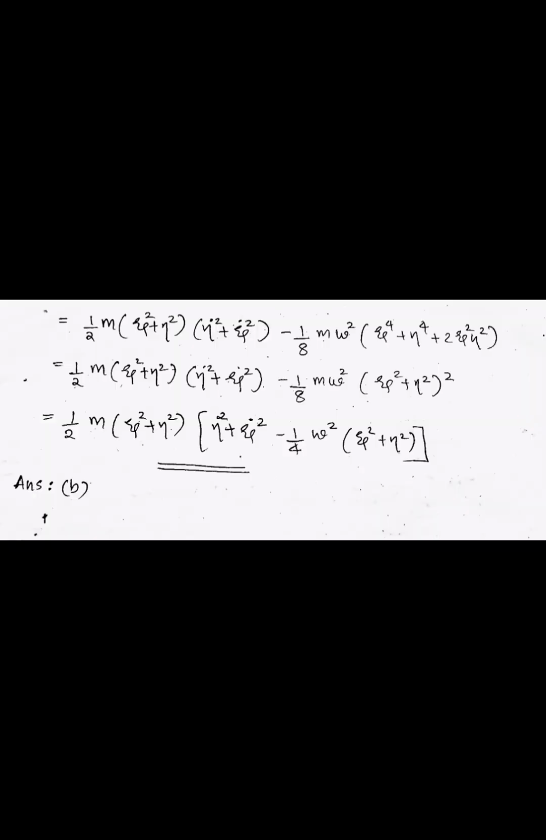This can be rewritten as half m into (zeta square plus eta square) into (zeta dot square plus eta dot square) minus 1 by 8 m omega square into (zeta raised to 4 plus eta raised to 4 plus 2 zeta square eta square). This is equal to half m (zeta square plus eta square) into (zeta dot square plus eta dot square) minus 1 by 8 m omega square into (zeta square plus eta square) the whole square, and this is equal to half m into (zeta square plus eta square) into (zeta dot square plus eta dot square) minus 1 by 4 omega square into (zeta square plus eta square). So the answer is B.